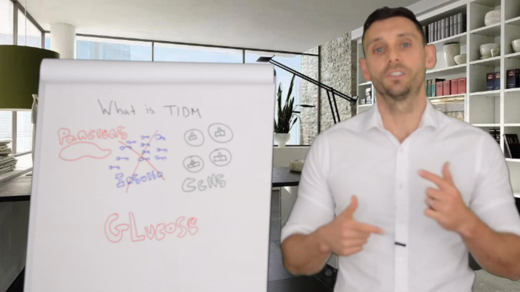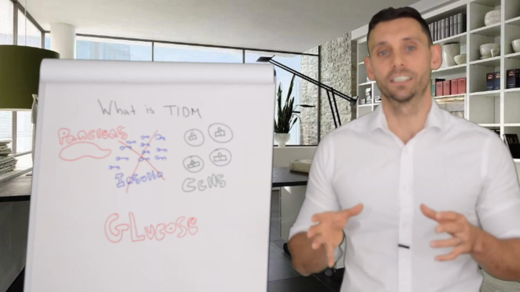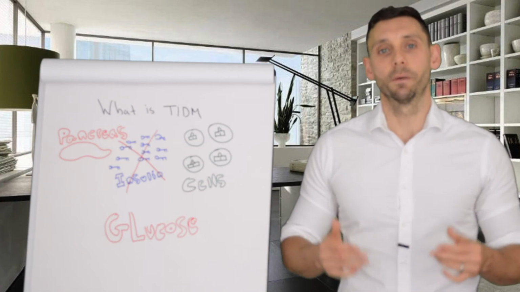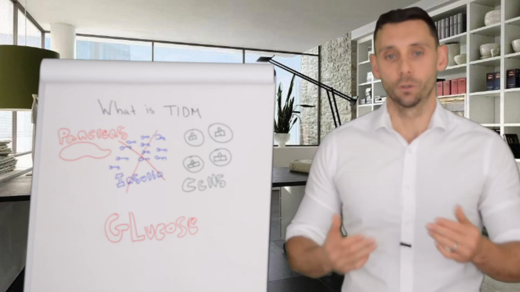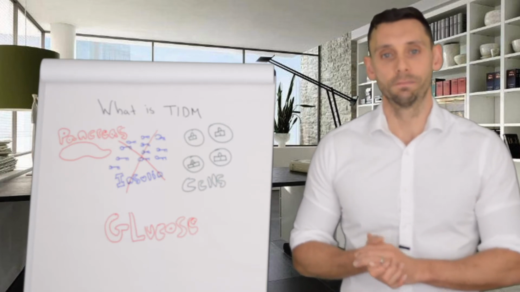As a result, a sequence of events starts to happen. First of all, your body tries to rid itself of the excess glucose in your blood, and it does this by making you pee it out. And of course, where glucose goes, water goes. So you start to get excess urine.